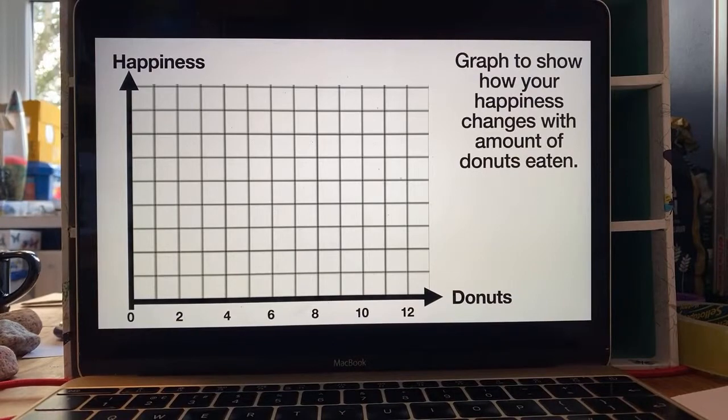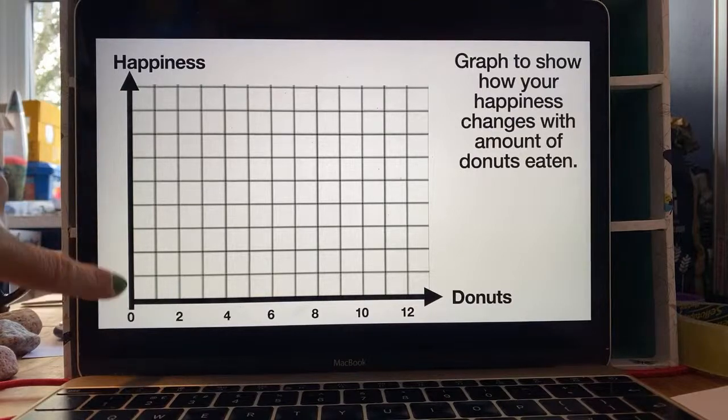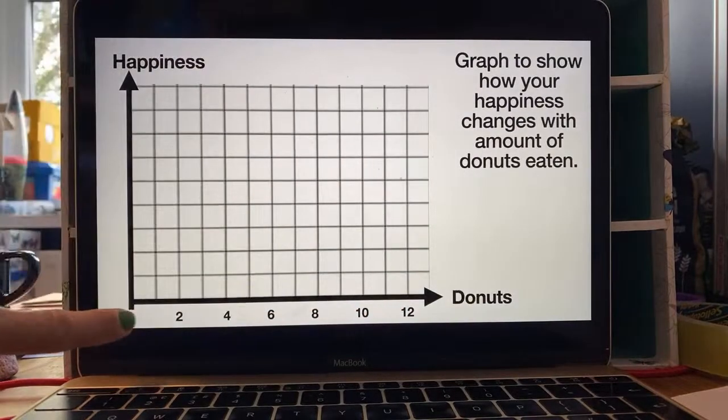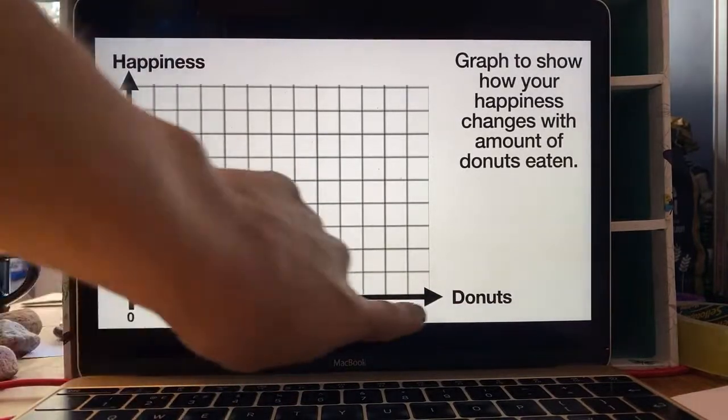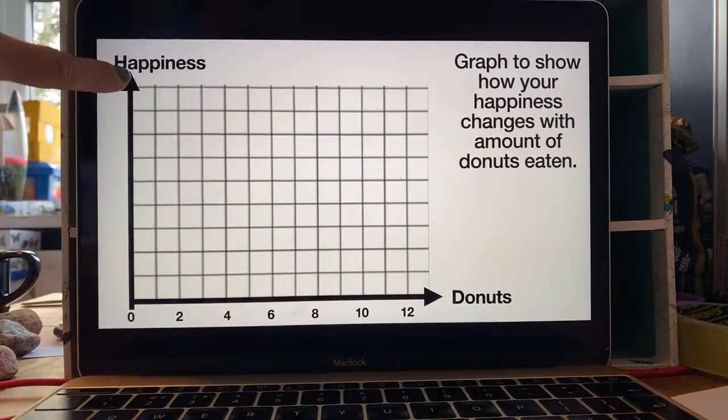If you've got the printouts from my website, you lucky things, you've got this in front of you. If you haven't, you'll just have to sketch this on a bit of paper. Can you please, thinking about how graphs tell stories, draw me a graph now to show how your happiness changes with the amount of donuts that you eat? So I'd like you to do an x-axis and a y-axis. The x-axis has donuts on it. I've put mine up to 12. And the y-axis has happiness on it.